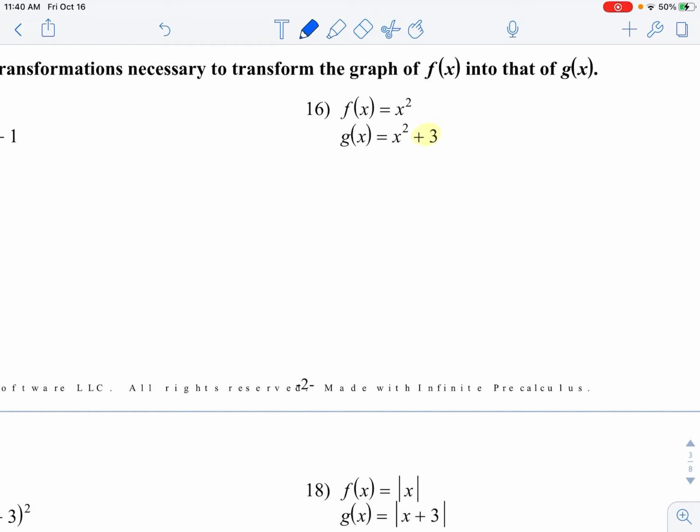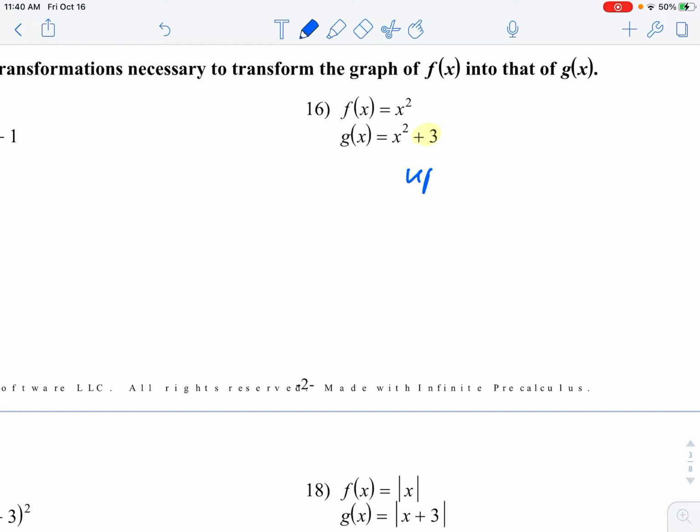This creates a vertical translation. So this goes up 3 units. I guess it probably says translate up 3 units. Let's check number 16 and see. Yep, translate up 3 units. Let's look at the next one.